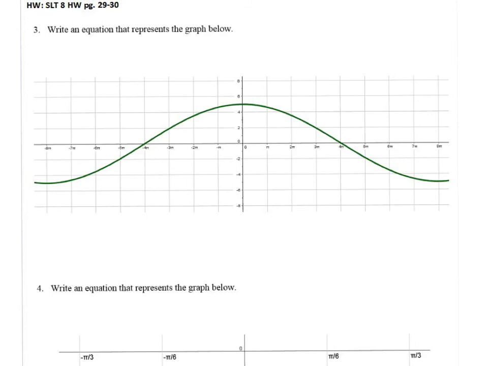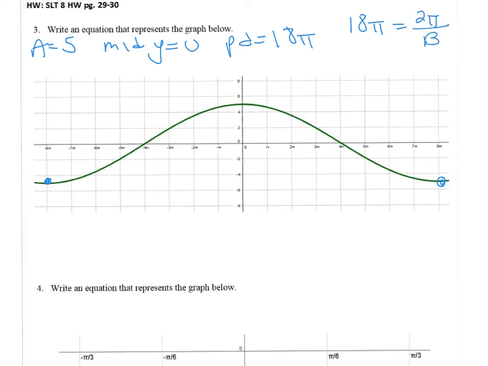Okay, so for 3, my amplitude looks like it's 5. My midline is y equals 0. And the period, looks like we start at negative 9 pi and go to 9 pi. So that's a period of 18 pi. Wow, that's really stretched out. So the new period is 2 pi over the b value in my equation. So when I isolate b, I get 1/9.